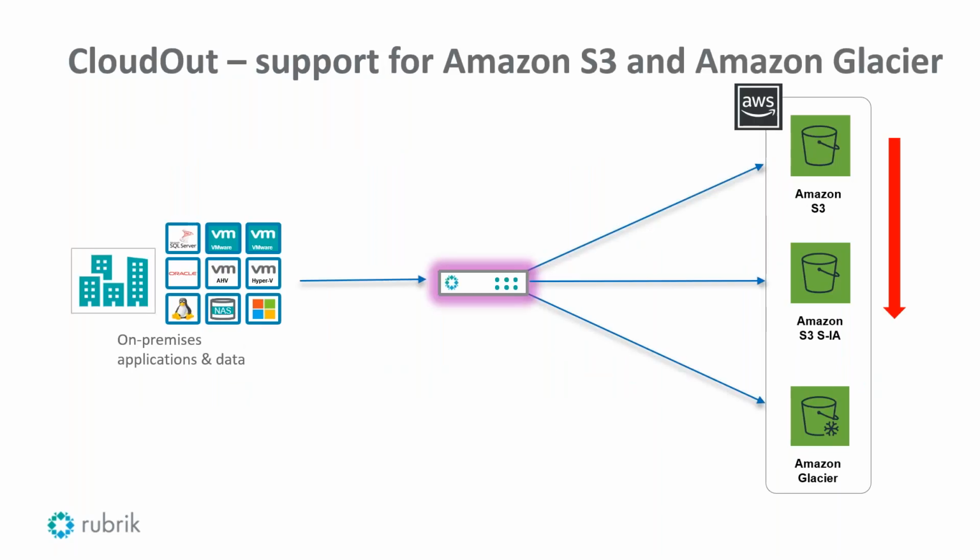So the first offering we'll go over is CloudOut. This is a great feature for customers wanting to move off of tape into a more secure and performance-oriented solution. Instead of being bogged down by having to manually grab tapes, send them off site every week, and then request them back when you need that data, you can set up your SLA policy to automatically send your backups to Amazon's S3 or Glacier storage services.